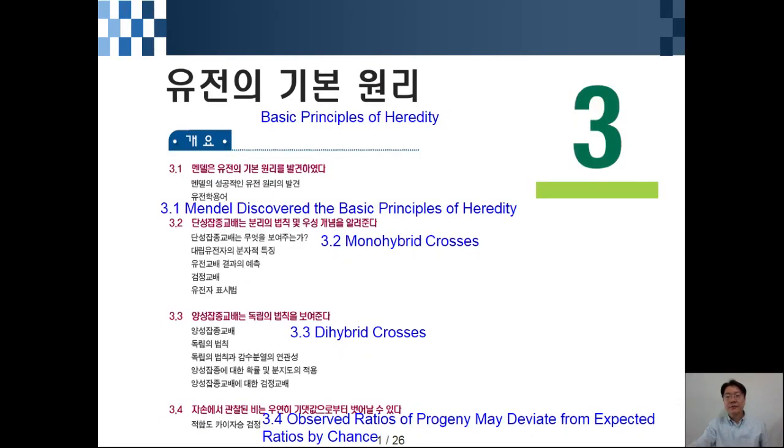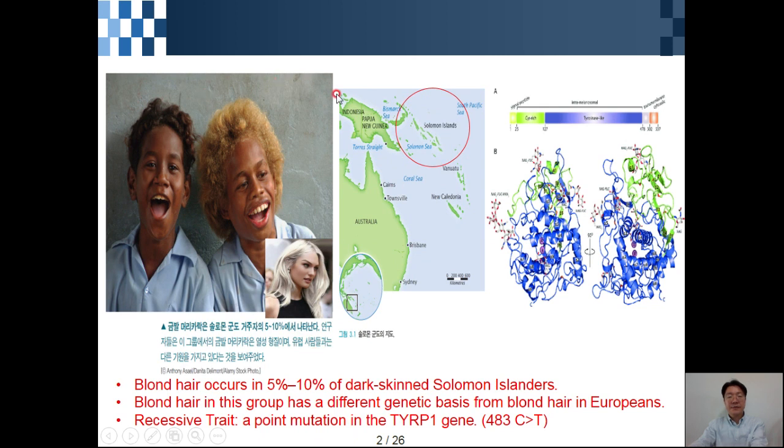Hi everyone. Today we will learn about chapter 3, the basic principle of heredity. First, we will learn about Mendel. Second, we will learn about monohybrid crosses. Third, we will learn about dihybrid crosses. And fourth, we will learn about some statistics. Okay, first, in this slide.